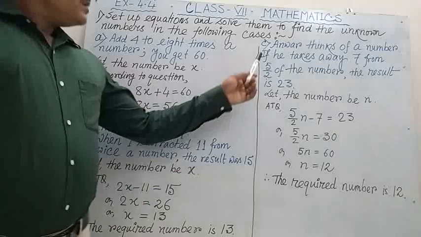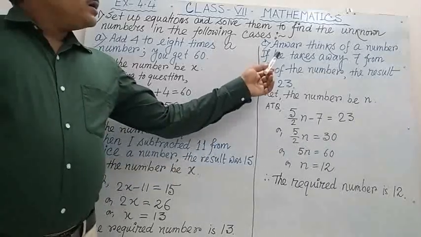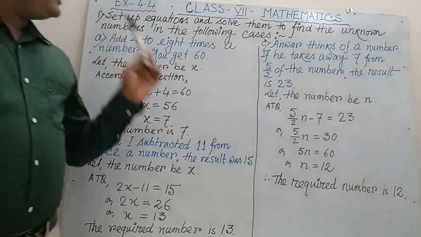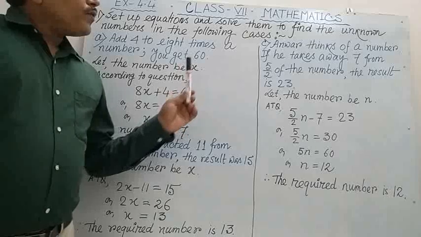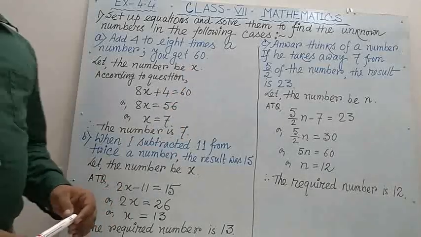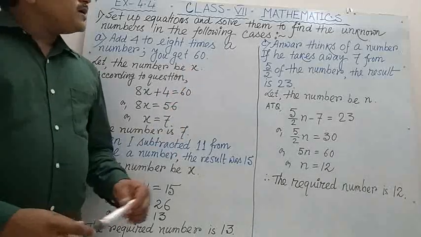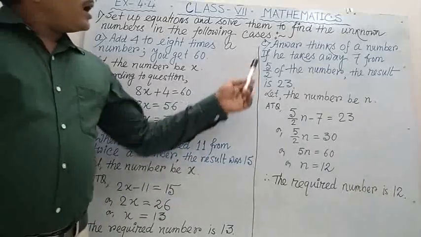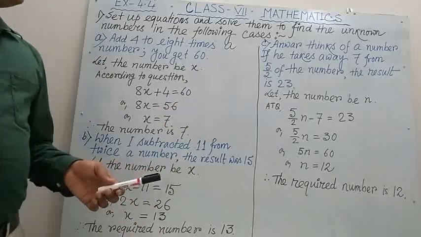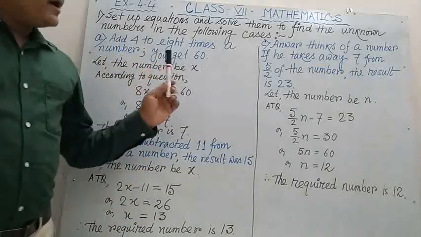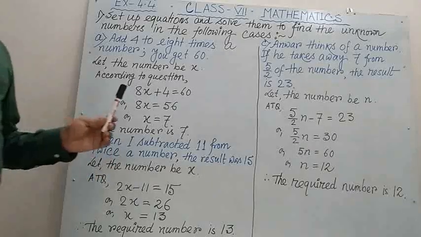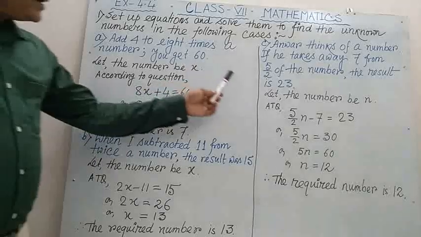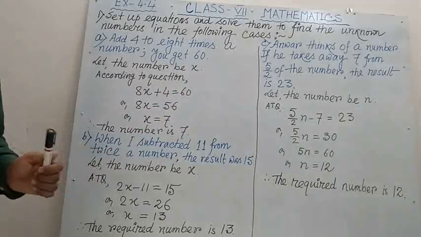Next, Anwar thinks of a number. If he takes away 7 from 5 by 2 of the number, the result is 23. Read the question again. Anwar thinks of a number. If he takes away 7 from 5 by 2 of the number, the result is 23. How have we done it? Let the number be n.